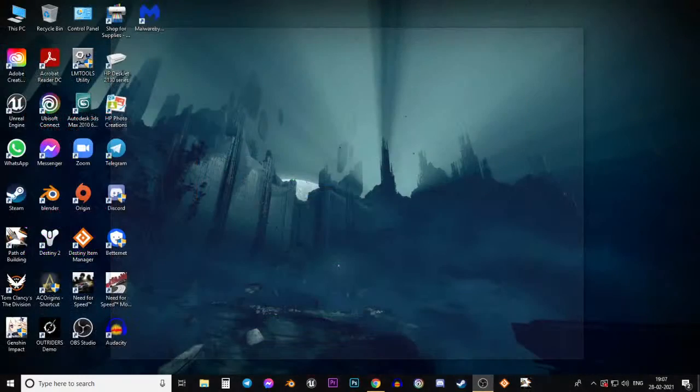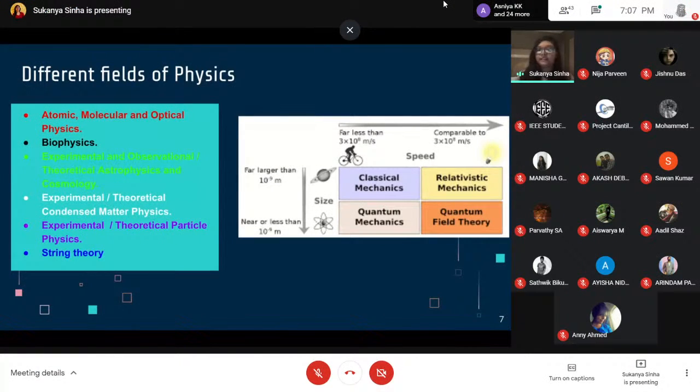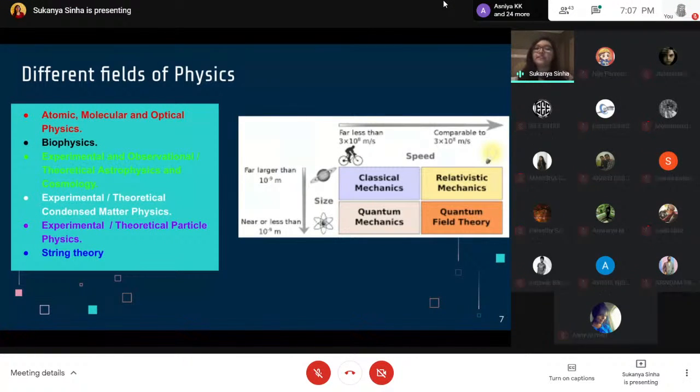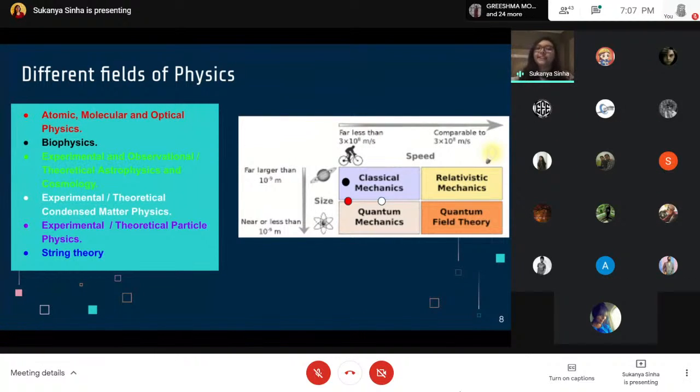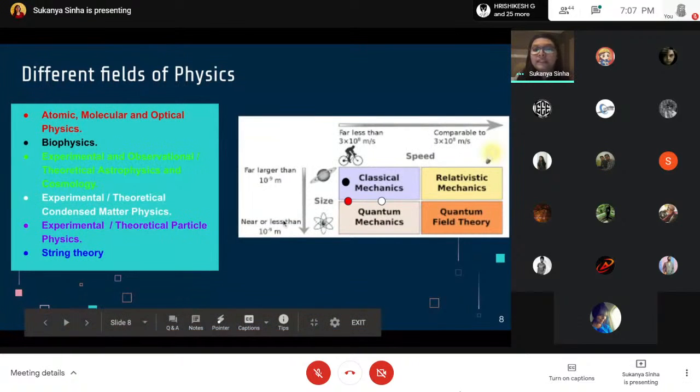differentiates physics into different strata based on the size of the objects we're dealing with and the speed of the objects as well. So I have color coded all the different fields of physics, roughly speaking, into different sections of this cartoon. So what you see over here is the color coding for atomic, molecular, and optical physics, biophysics, and essentially the condensed matter physics.